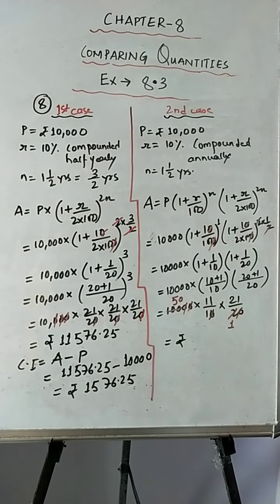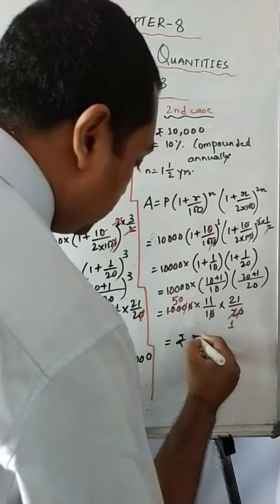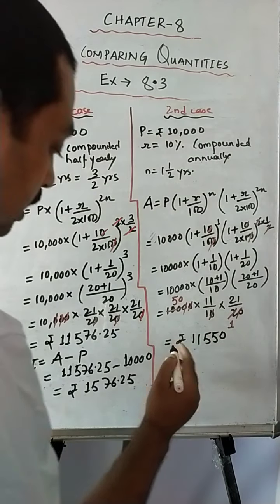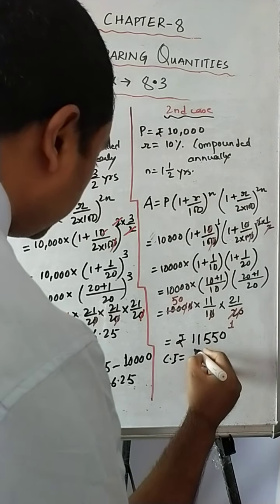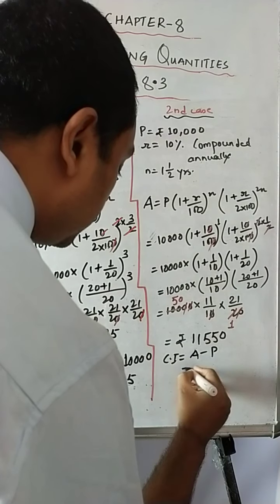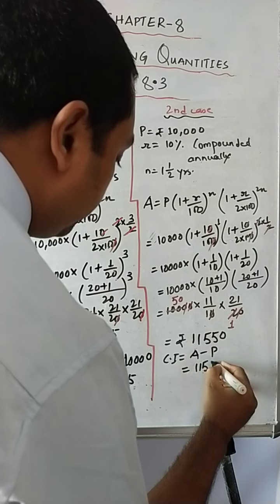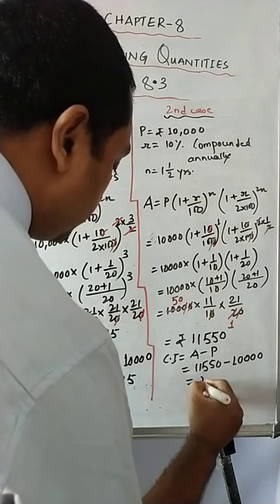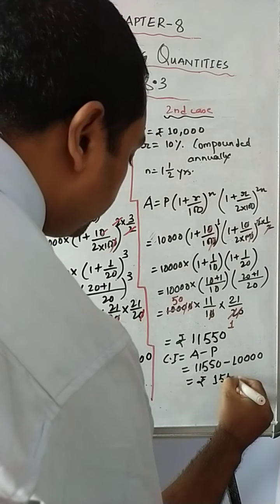Okay, so what will be the product? The product will be 11,550. So this is the amount. Now let's get the CI. CI would be amount minus principal. So 11,550 minus 10,000. Okay, so the CI would be 1550.